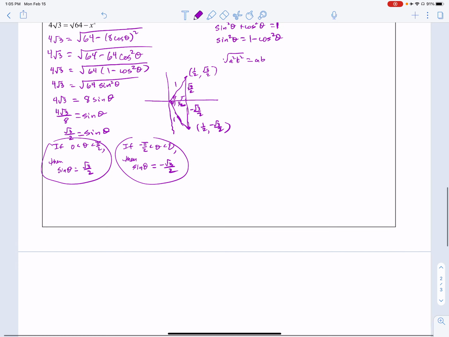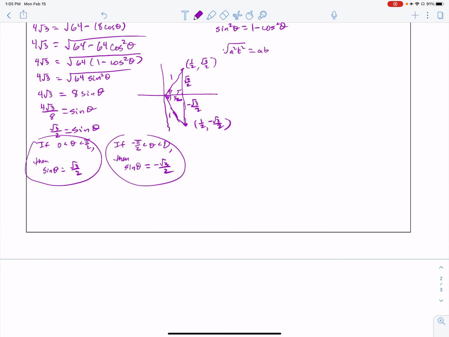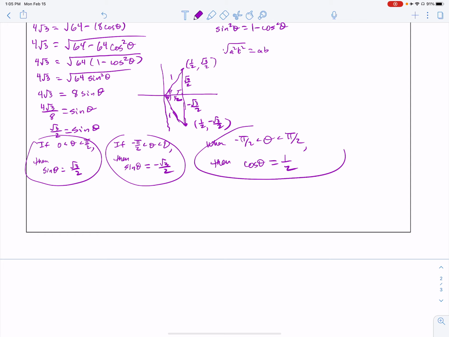Now, in both of these cases, cosine, whether it's quadrant 1 or 4, is a positive 1/2. So when negative pi halves is less than theta is less than pi halves, then regardless, cosine of theta is always a positive 1/2. And those are my solutions. That's it.